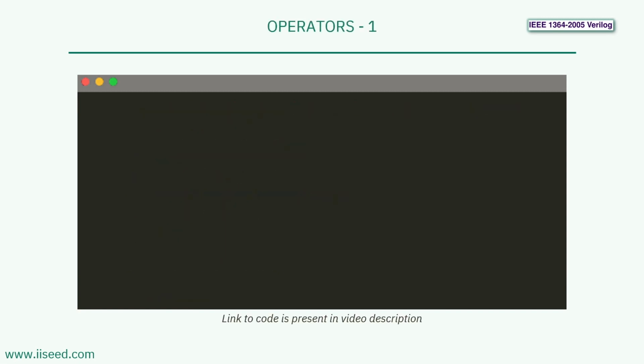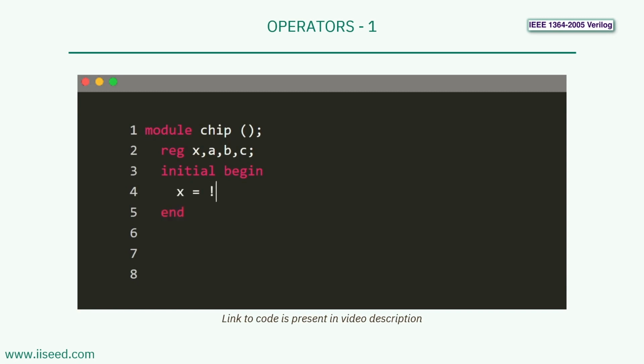Operators are used to create expressions for functionality declaration. In Verilog, operators are basically of three types depending upon the number of operands they have. Unary operator has only one operand. Example, x = ~A. Binary operator has two operands. Example, x = A + B.